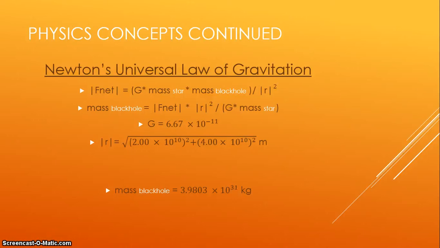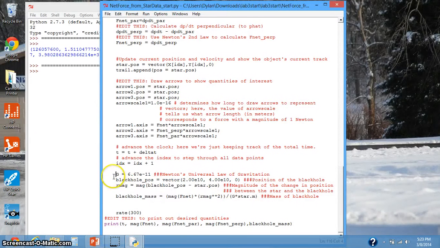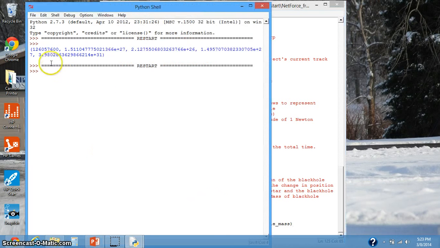This experiment accurately predicts the mass of the black hole according to the parameters which are considered in this enclosed environment. Note, this may not correlate exactly to real-world examples. Shown here is the code which correlates with Newton's universal law of gravitation in order to find the mass of the black hole. This is printed here as the last output of the print statement, which, like I said before, correlates to the mass of the black hole.